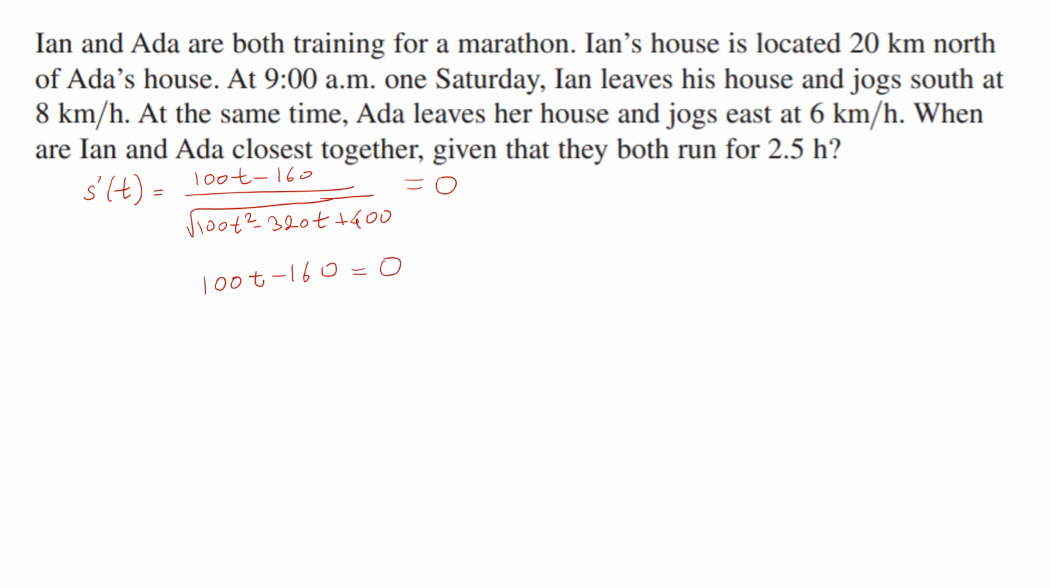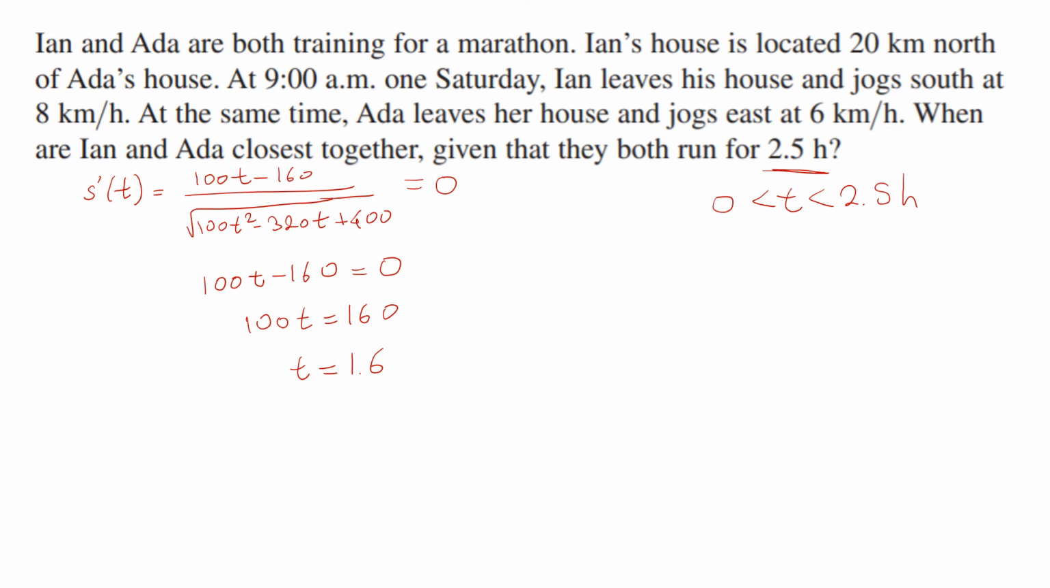Now I'm going to send 160 to the other side to end up with 100t equaling 160. Now I'm going to divide it by 100 both sides, so I ended up with 1.6. So now that it says, given that they both run for 2.5 hours, I can actually put a domain for this. So I can say starting from 0 hours, my maximum hour would be 2.5 hours, because that's how long they run. They stop running at 2.5 hours.